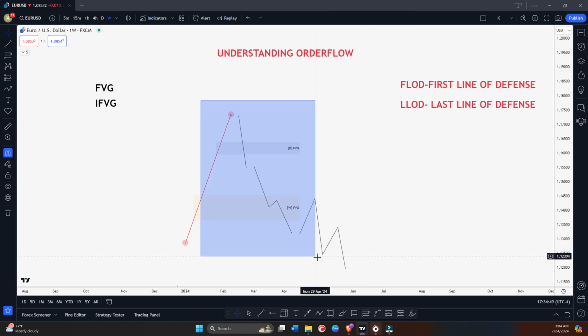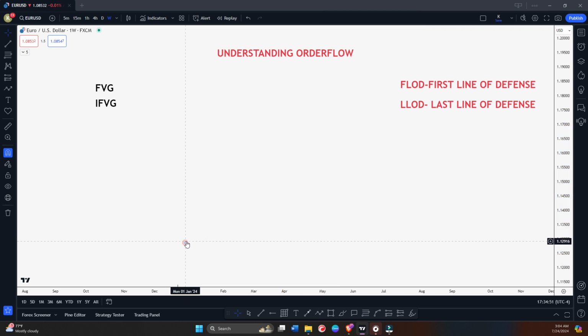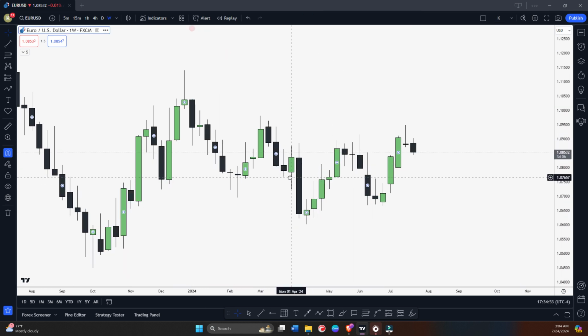And the same applies on the opposite side, okay? So I hope till now it's clear. So let's see some examples here, okay?